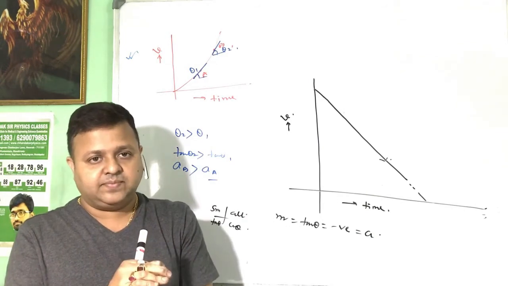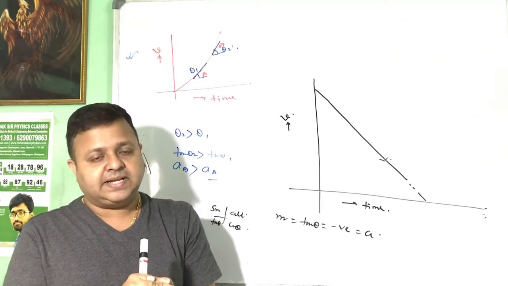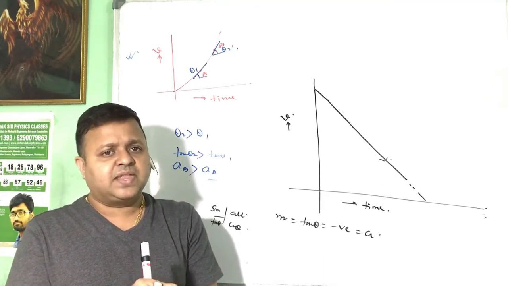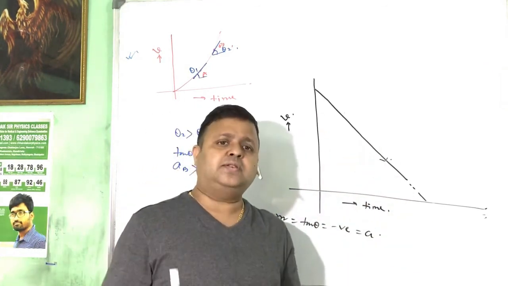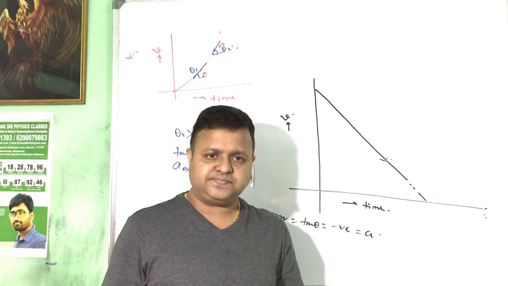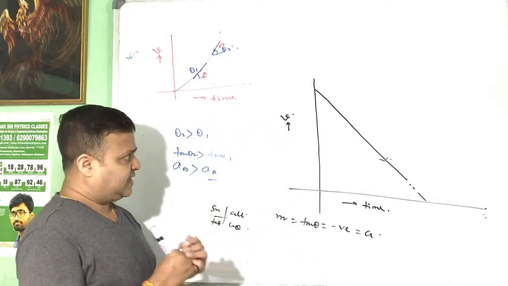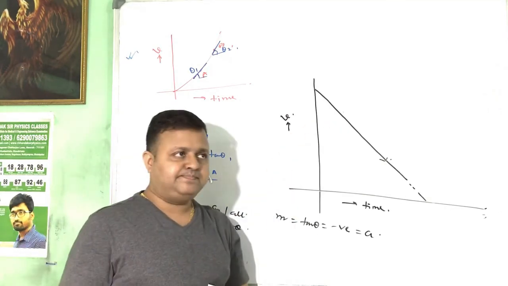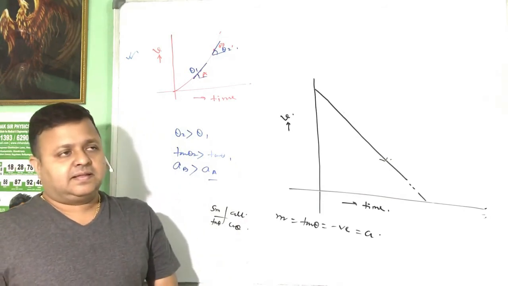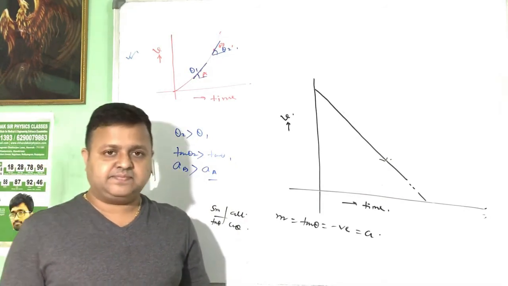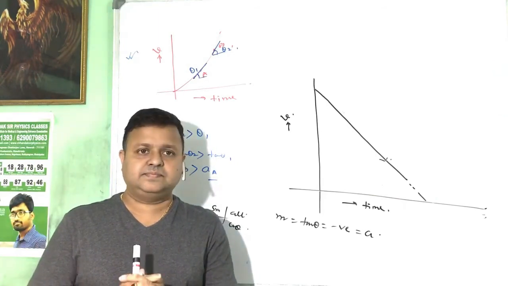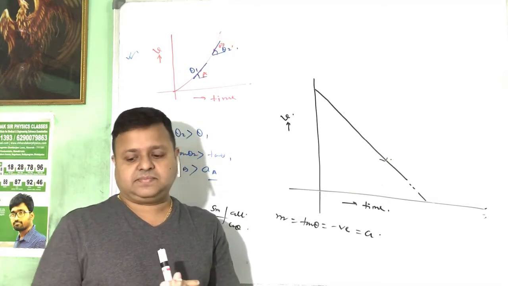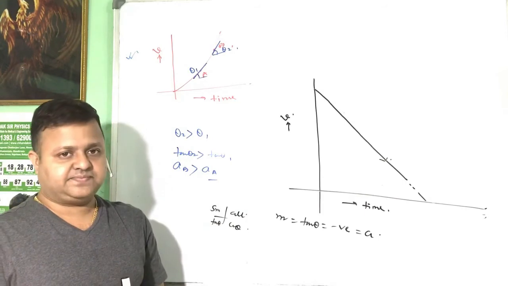In the second quadrant, tan is negative. That means the slope is negative. Slope negative means the acceleration is negative. That is, it is moving with a uniform retardation. Why is it uniform? Because the angle is constant. If the angle is not constant, it is moving with a non-uniform retardation. Here the slope is negative, that means the acceleration is negative, so it is moving with a uniform retardation.